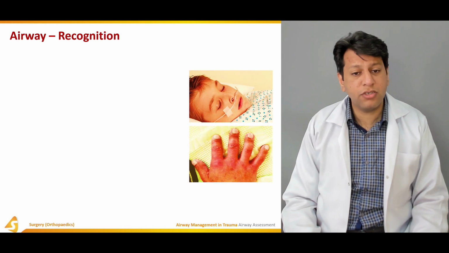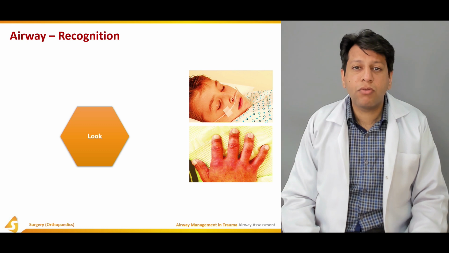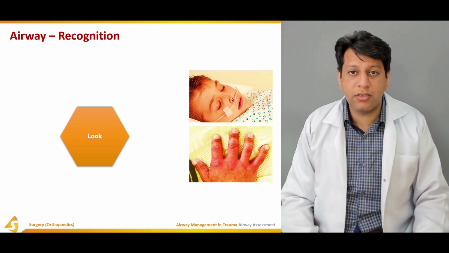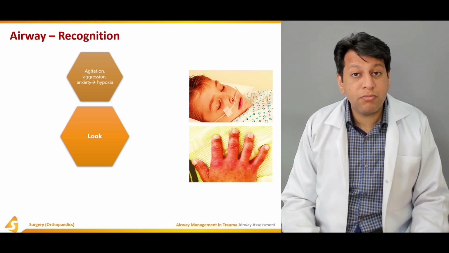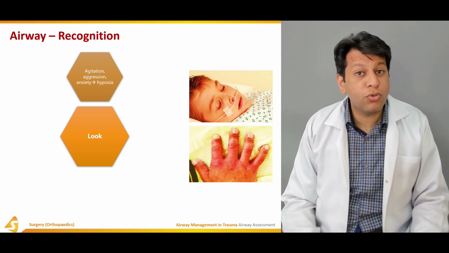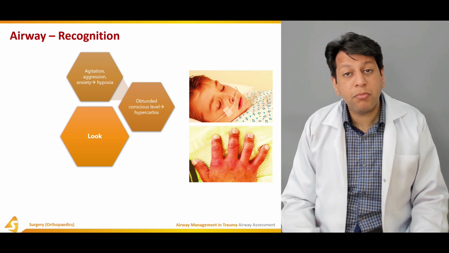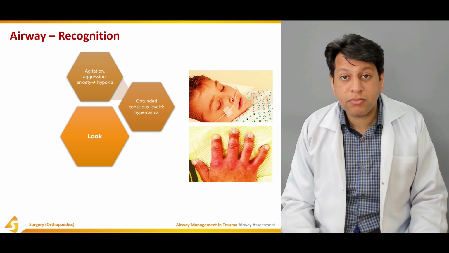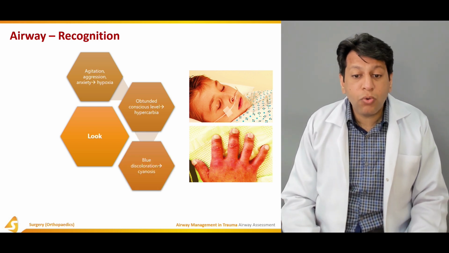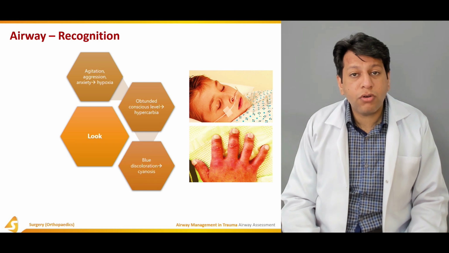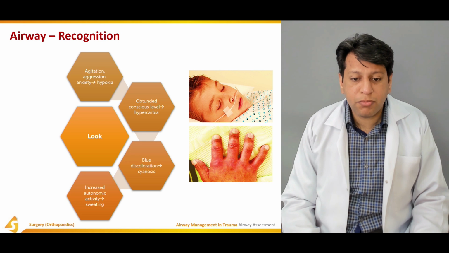Then coming to recognition of it. The method and formula is always to look, feel, and listen. That is, agitation, aggression, anxiety may be seen in the patient, which may be due to hypoxia. There could be an obtunded conscious level, the patient may be drowsy, or hypercarbia may be present because there is retention of CO2. Blue discoloration, cyanosis, is usually only seen at a very advanced stage. Early on, this may not be very visible.